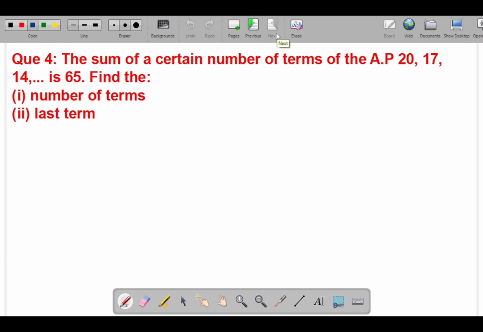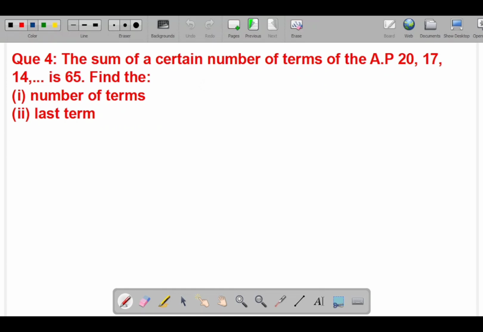Pause this video and solve this sum. Okay, I'm sure you have done it. Write down your answer in the comment before going ahead so you can verify it.